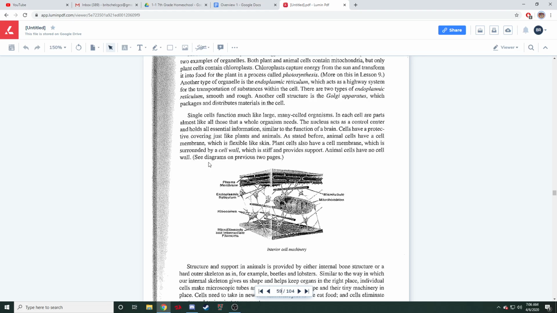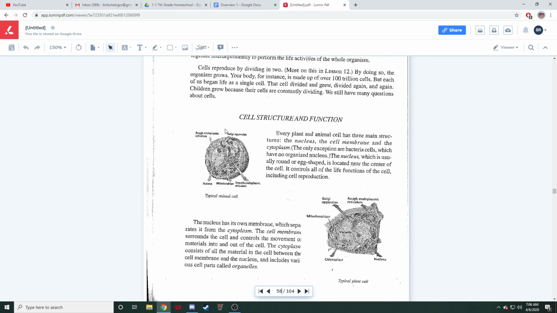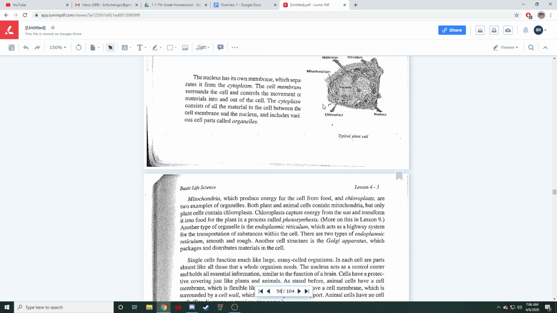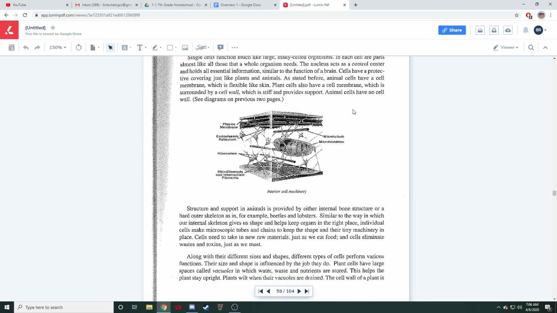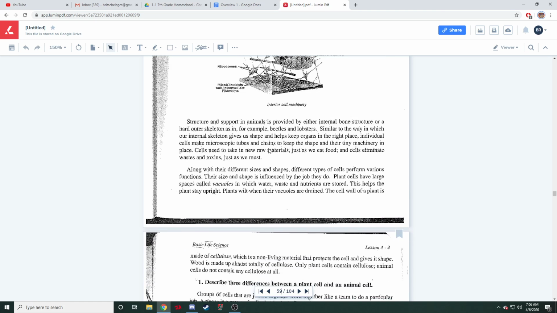See diagrams on previous 2 pages. So yeah, we're looking at the differences between an animal cell, which is typically round, and a plant cell, which is highly structured. This is how you get wood and stuff like that. And then here we have another cross-section of itself.